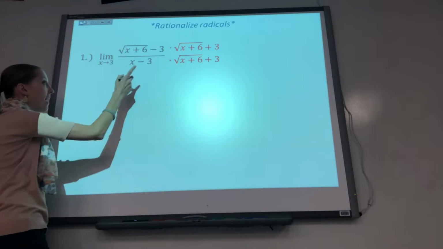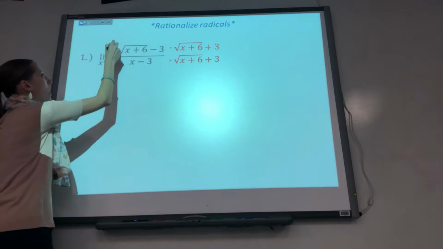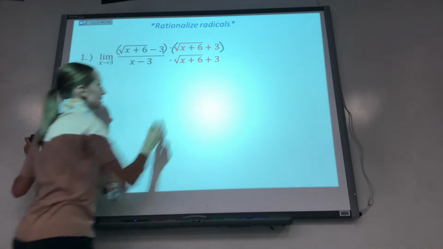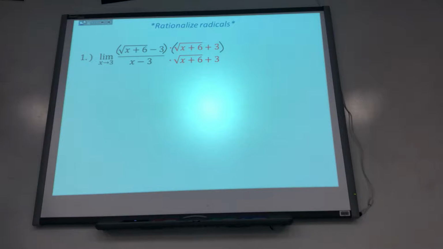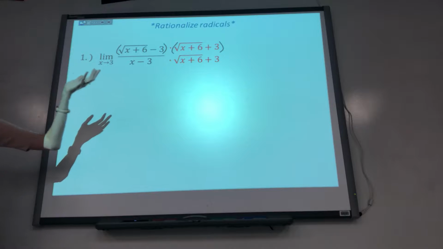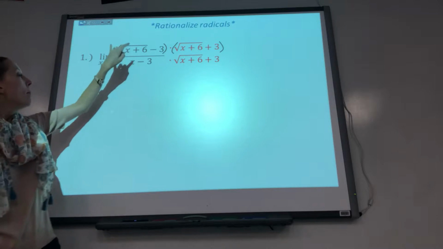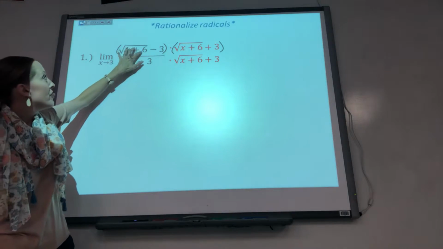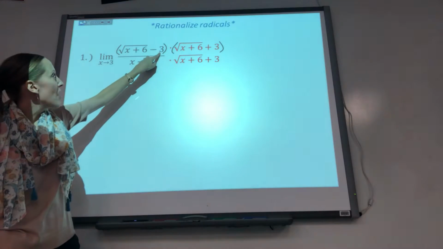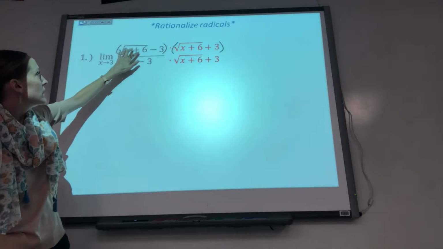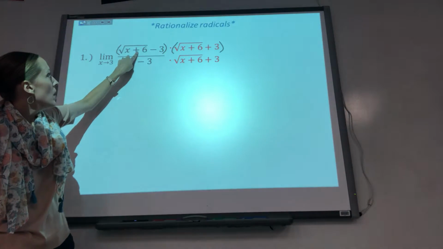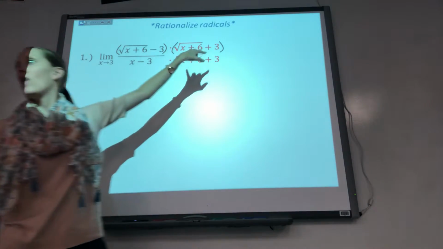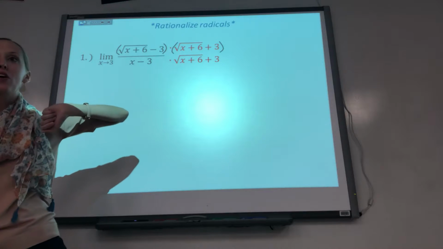Okie doke. Well, what I like to do on top is think of those as binomials. I know it's a little more complicated than our normal binomial, but technically, since all of that is under a square root, that is one term, that is one term. So there's a binomial being multiplied by another binomial. And how do we multiply binomials?